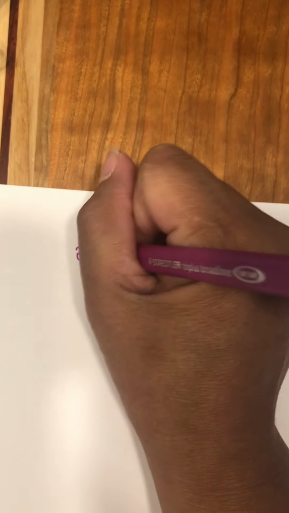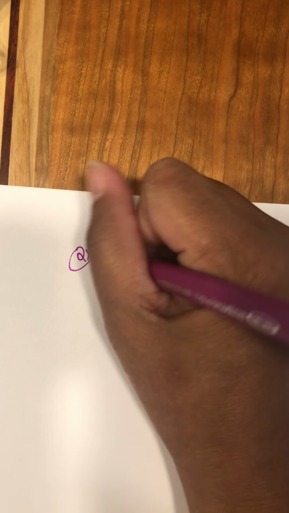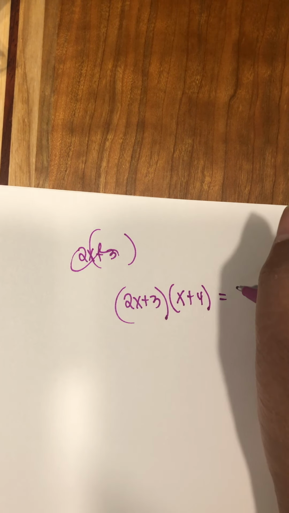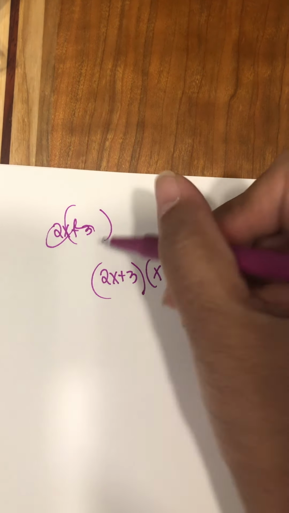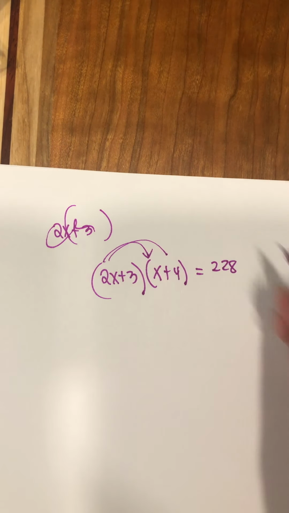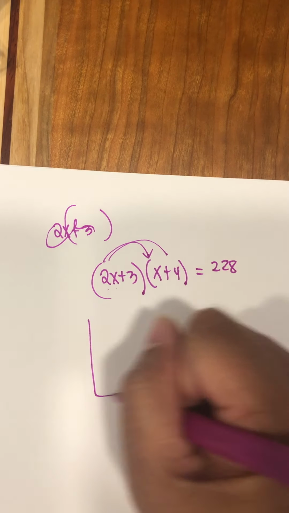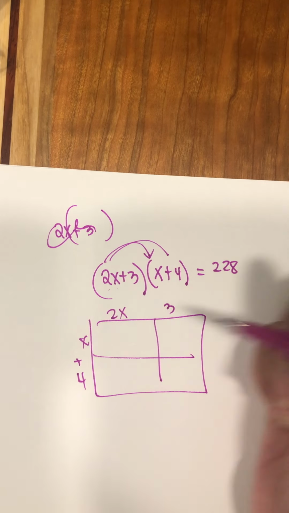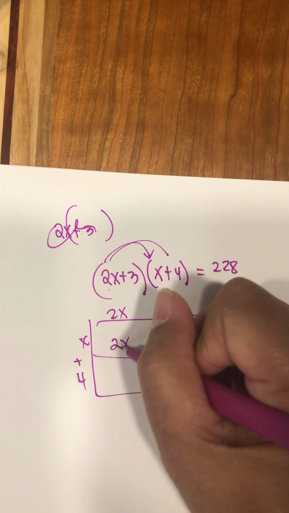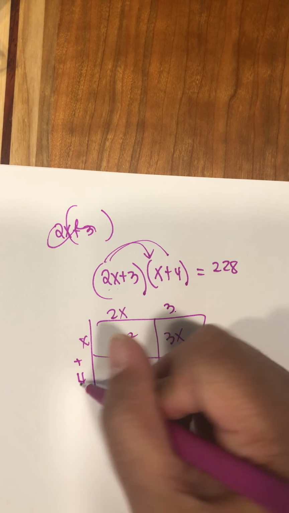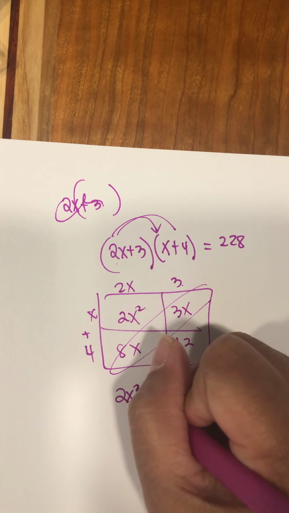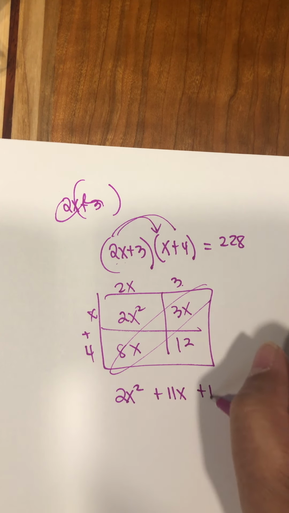All right, the next one is 2x plus 3 times x plus 4 equals 228. Do your FOIL method. Let me just do it like this so you can see it. 2x times x is 2x squared. 3 times x is 3x. 2x times 4 is 8x. 3 times 4 is 12. So 2x squared plus 11x plus 12.